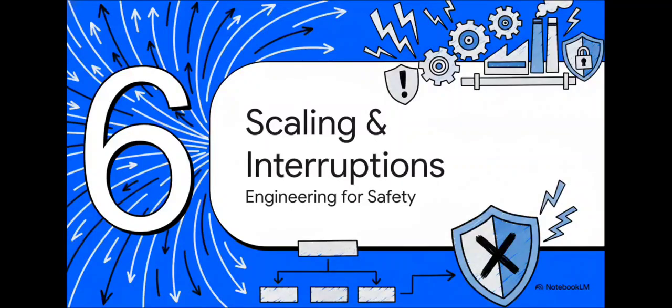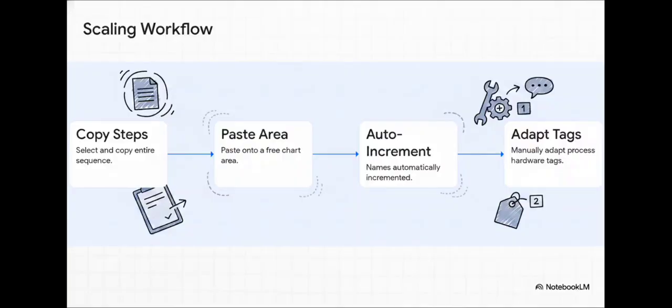Finally, Section 6, Scaling and Handling Interruptions, Engineering for Safety. So, you might be asking, how do we take a functional sequence, like our dosing example, and rapidly scale it across an entire plant? Well, it's incredibly fast, thanks to a super simple 4-step replication workflow.